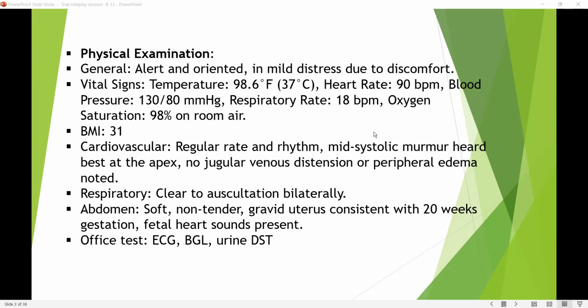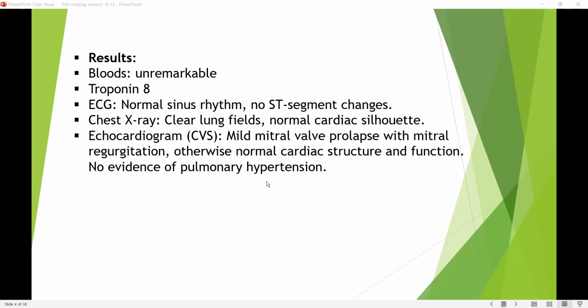Then abdomen, again, I'm not asking everything, I'll just be asking the very key points. So abdomen soft, non-tender, any organomegaly can I appreciate or not? Then ask about fundal height and fetal heart rate. That is the key point, fetal heart sound present or not. Then you can ask about lower limb examination, any peripheral edema or not, okay? And office tests, especially ECG for this patient. And ordering bloods, so always follow structure.